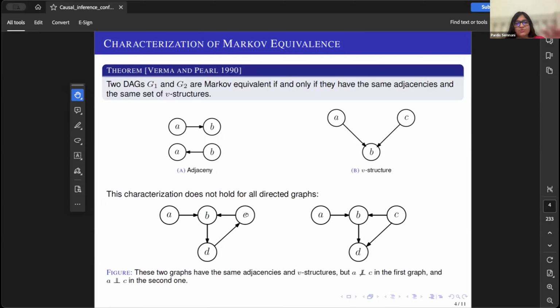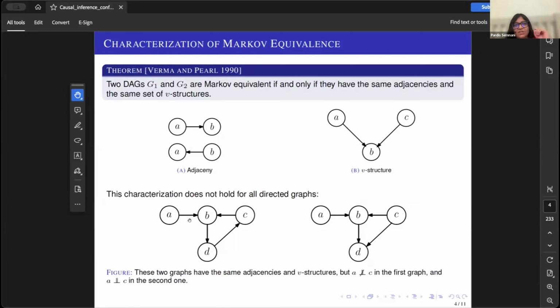The only V structure in the two graphs is A, B, C. However, they are not Markov equivalent because A is not d-separated from C in the left graph, but it is d-separated from C given the empty set in the right graph. And I also can give you a counterexample for the other side of this theorem when cycles exist. I can give you two graphs that are actually Markov equivalent, but they don't have the same skeleton or they don't have the same set of V structures. So what should we do?